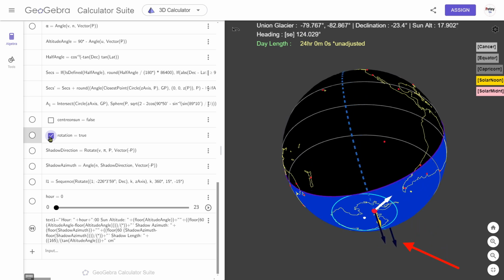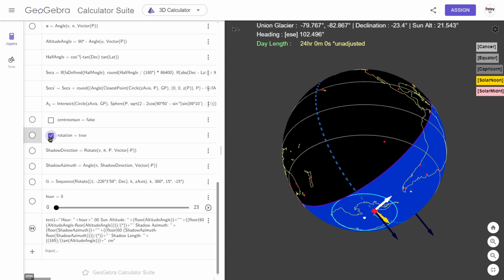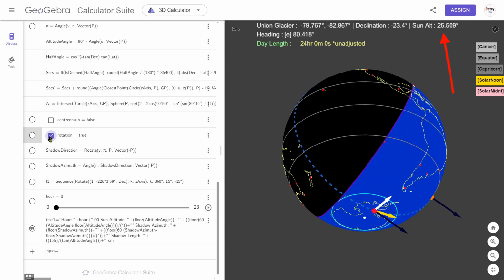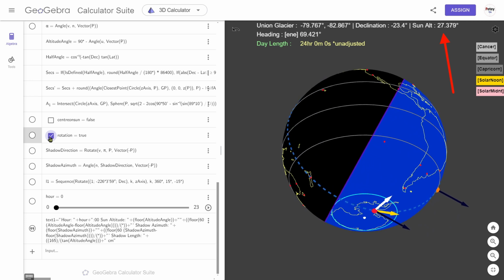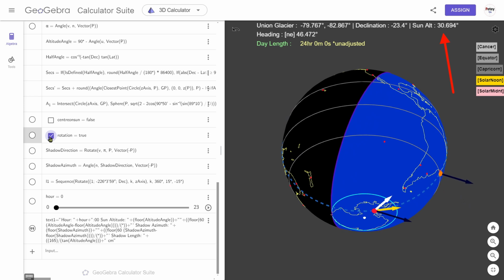These two blue vectors point to the sun's position out in space, and to get the sun's altitude we simply measure the angle between this yellow and this dark blue vector. This altitude angle will be the greatest when the sun is due north of Union Glacier, and it will be at its lowest when it's due south of their campsite.